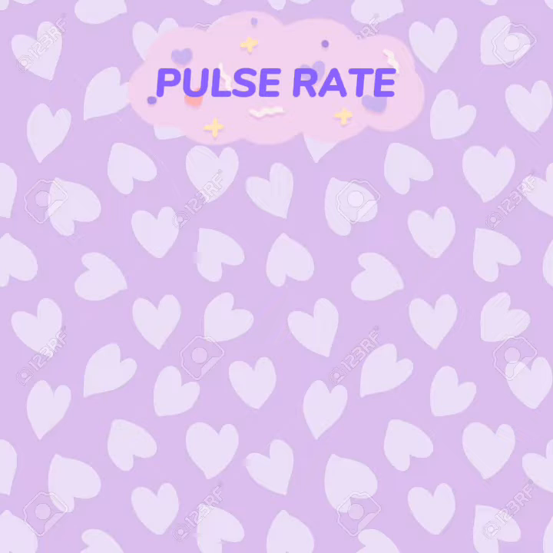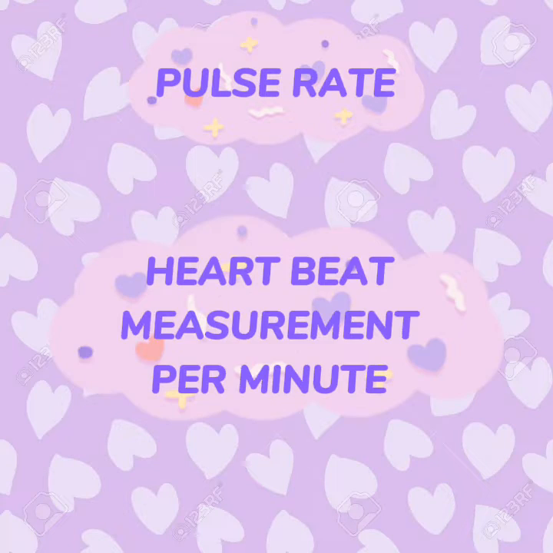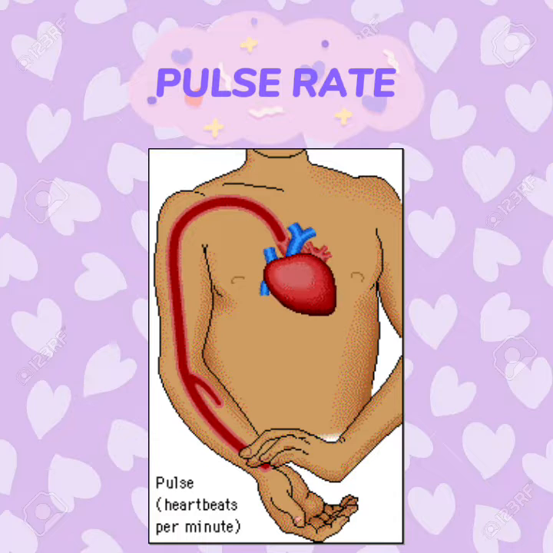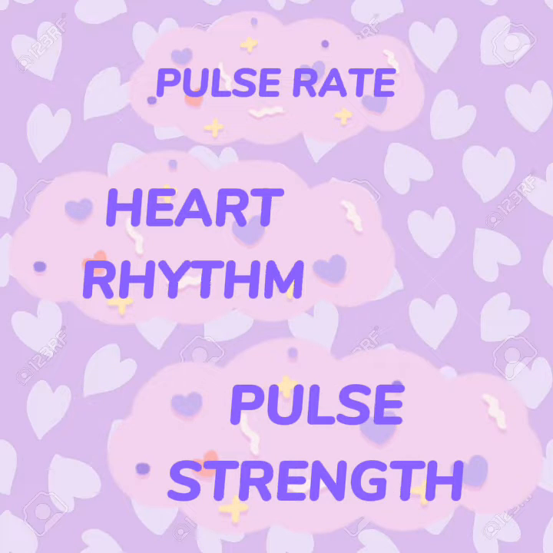Now let's move on to how to check the patient's pulse rate. So the pulse rate is a measurement of the heart, or the number of times of heartbeat per minute. As the heart pushes, the arteries expand and contract with the flow of the blood. And taking a pulse is not only to measure the heart rate but also can indicate the following: heart rhythm and the strength of the pulse.